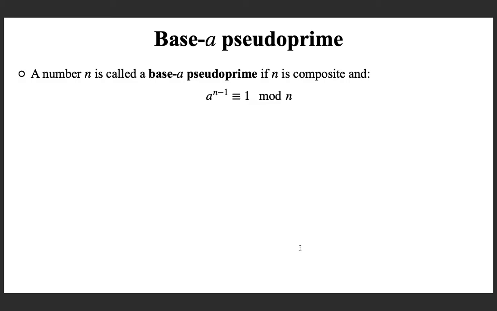A number n is called a base A pseudoprime if n is composite. See, you are defining it only when n is a composite number. It is not meaningful when it is a prime number. So, n is a composite number satisfying this equation. What is the equation? A to the power n minus 1 is congruent to 1 mod n.